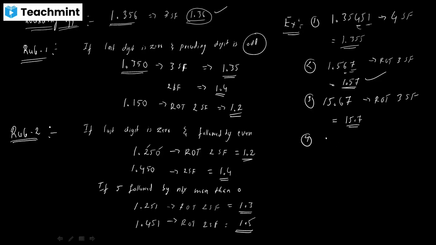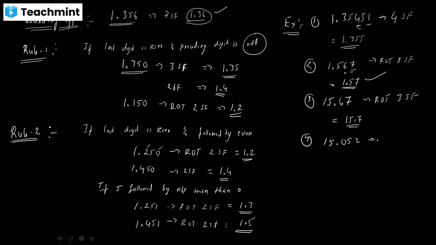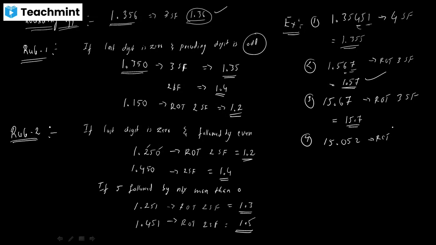Next, 15.052. Okay. Round off to four significant figures. Now, what is the answer? 15.05. 15.05 is the right answer. Why? Because after 5 there is no other 5 to increment. So 2 is below 5. So 15.05 is the right answer.